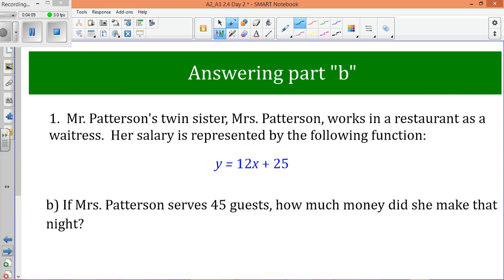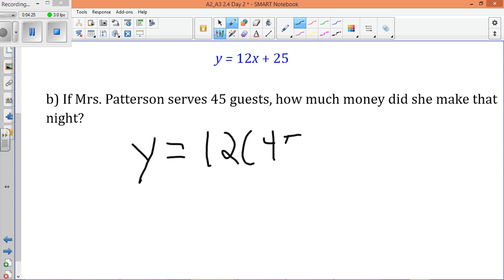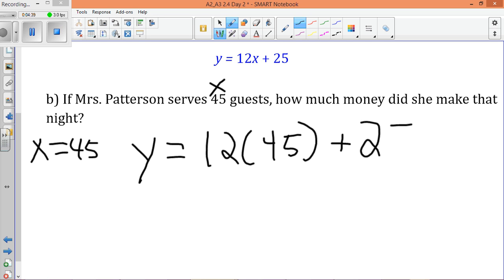Okay, same thing, part B. Mrs. Patterson serves 45 guests. How much money did she make that night? Here, we're given the value of the independent variable, x, and have to solve for the dependent variable, y. So once again, you need to sort out which is which. So what am I doing? I'm substituting x is equal to 45, and let me just be clear to write that down. This is x is equal to 45. And you might want to even write x above that, just so you know. Once you sort out which one is which, independent and dependent, you will be able to obtain the correct answer. Now this is just a matter of simplifying the right-hand side.